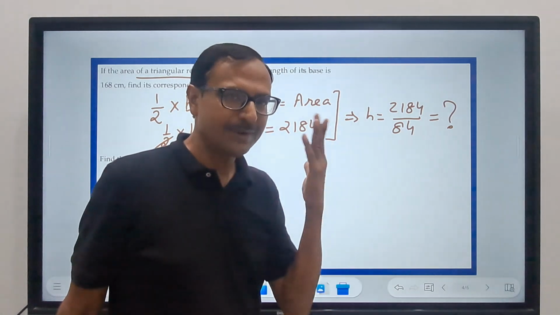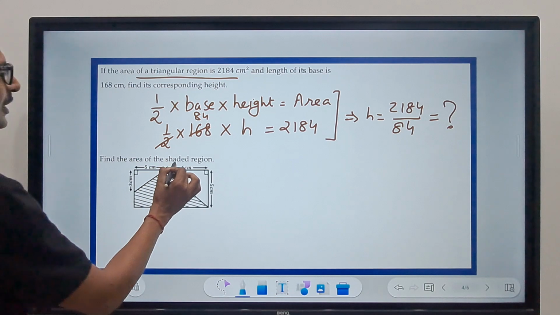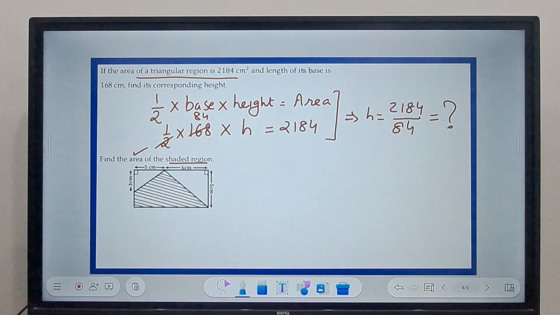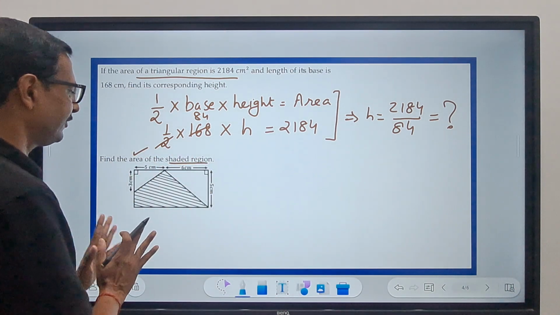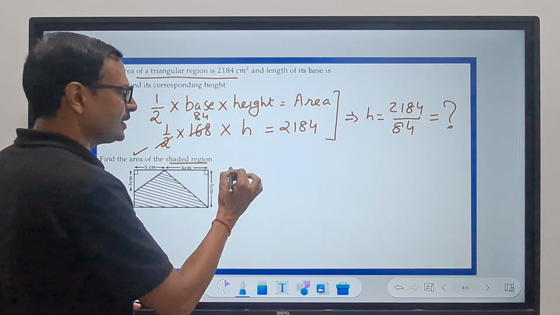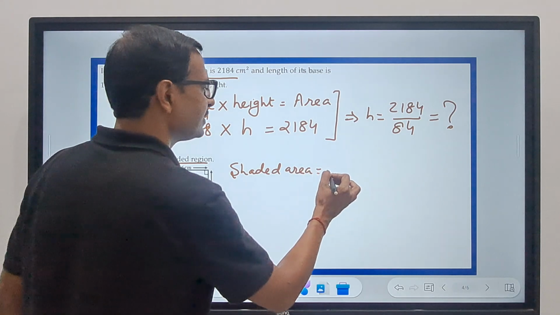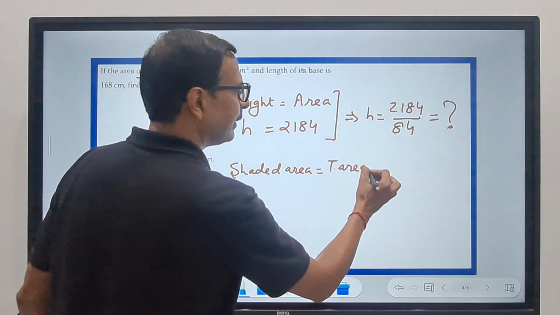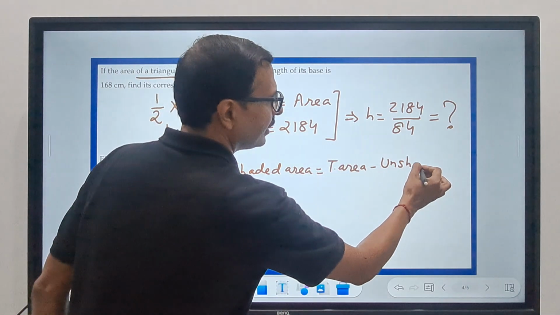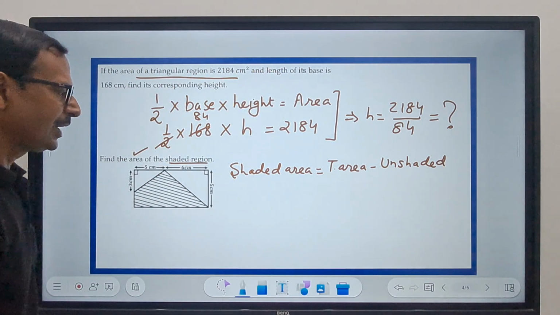Let's see the fourth question. Find the area of the shaded region. So we have to find the area, right? For finding the area of this shaded region, instead of finding it directly, what we can do is write the shaded area as total area minus unshaded area. That's one way of doing this particular question.